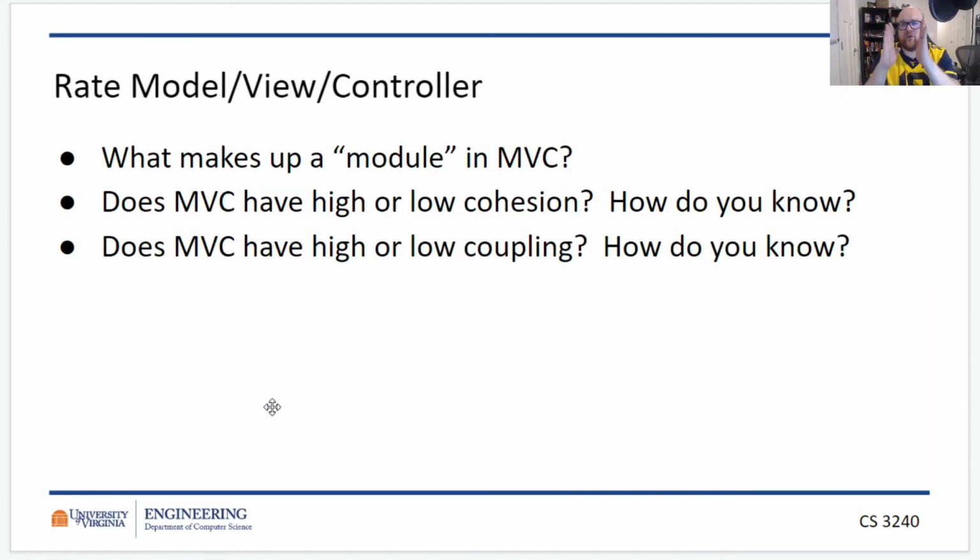So now I want you to pause the video and ask yourself, what makes up a module in Model View Controller? You're working on your project. Your project is in Django. Django is MVC based. What makes up a module in MVC? Does MVC have high or low cohesion? And how would you know? And does MVC have high or low coupling? How would you know? Talk to your classmates about this. Again, get on Discord, watch this video with someone else. Social distance, of course, wearing masks, etc. Or on Discord, whatever. And pause the video and figure that out.